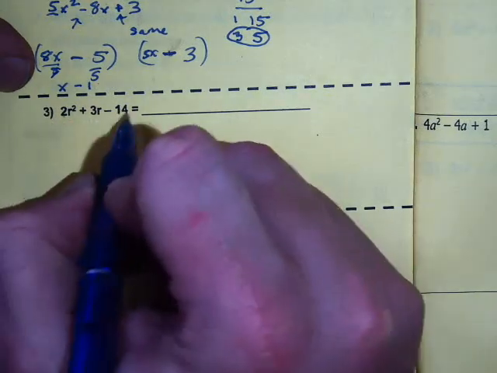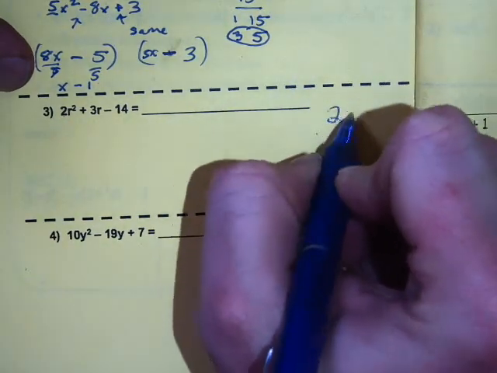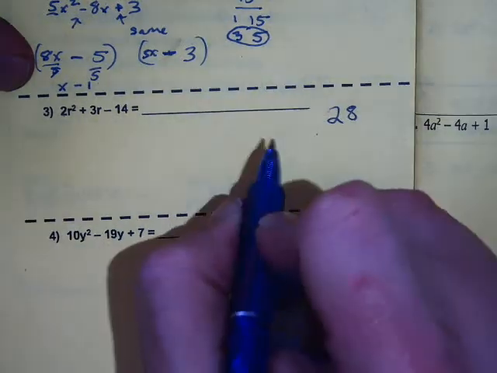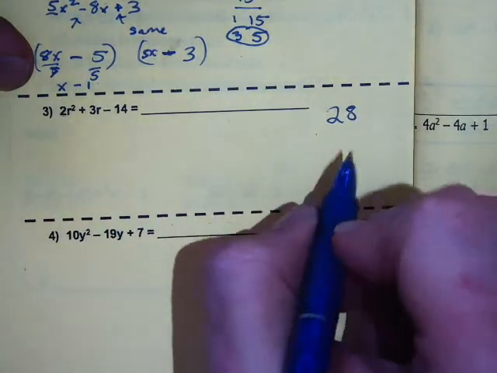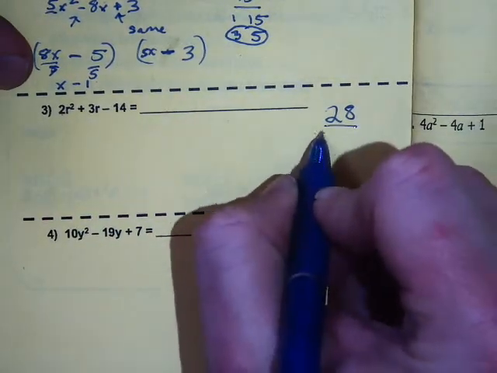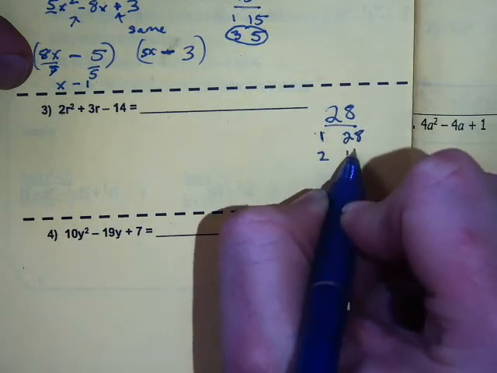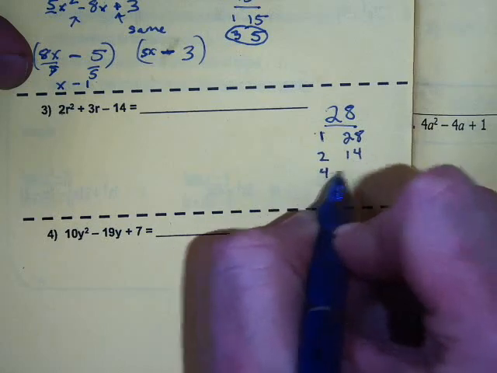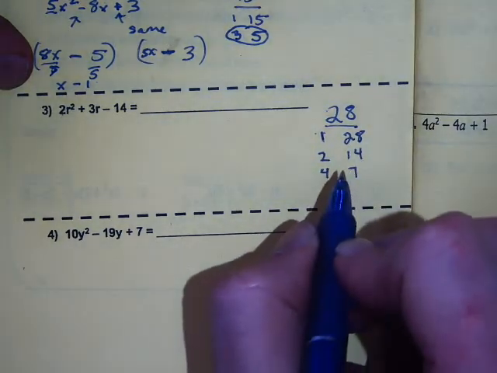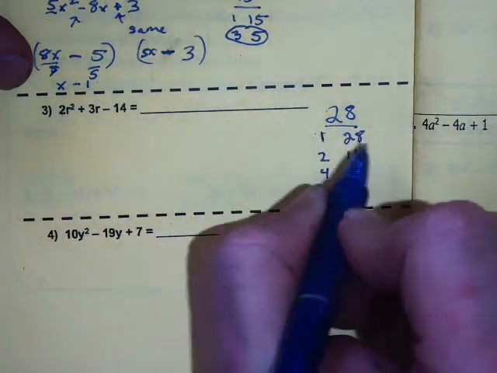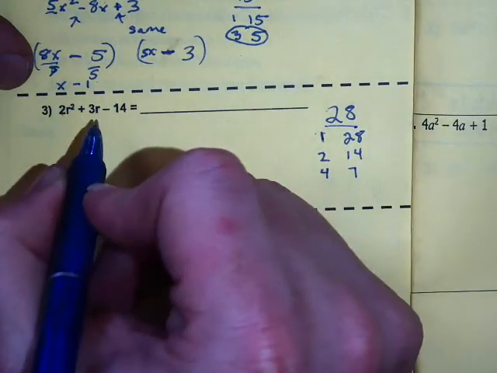I'm going to multiply my first and last term. First and last term gives me 28. I want the 2 times the 14 gives me that. So I'm going to make my factors of that: 1 and 28, 2 and 14, and 4 and 7. Those give me 28. I need the one of these that add or subtract to give me 3.